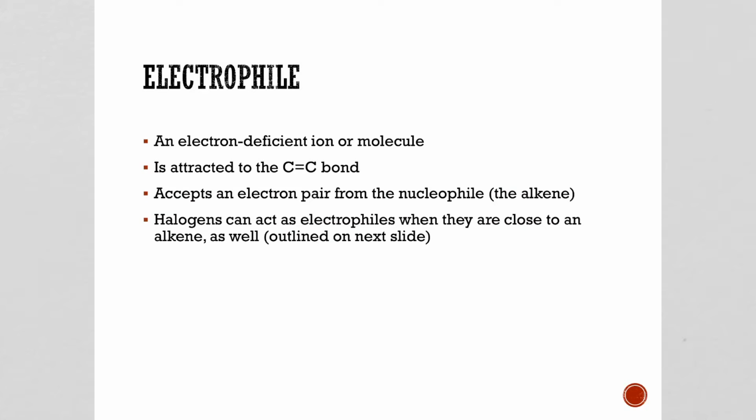So just to recap what an electrophile is: an electron deficient ion or molecule, and it will be attracted to the carbon-carbon double bond. It will accept an electron pair from the nucleophile, so the nucleophile will be the alkene this time. And halogens can act as electrophiles when they're close to an alkene as well. And we'll outline that on the next example.